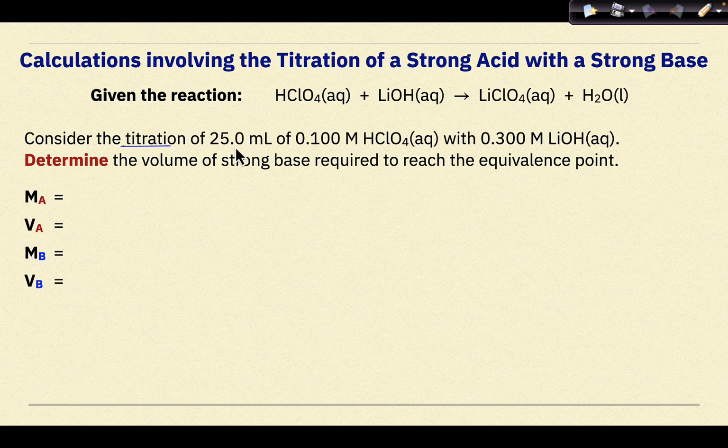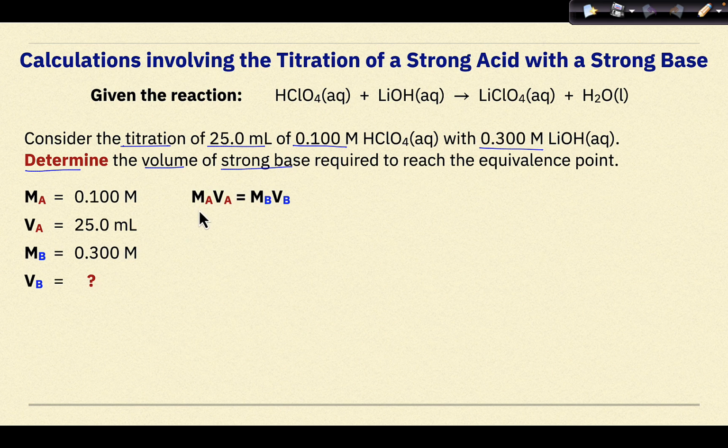Consider the titration of 25 milliliters of 0.100 molar HClO4 with 0.300 molar LiOH. Determine the volume of strong base required to reach the equivalence point. So when we look at this stimulus, we know that the volume of acid is 25 milliliters. The molarity of the acid is 0.100 molar, and the molarity of the base is 0.300 molar. The volume of base is our unknown.